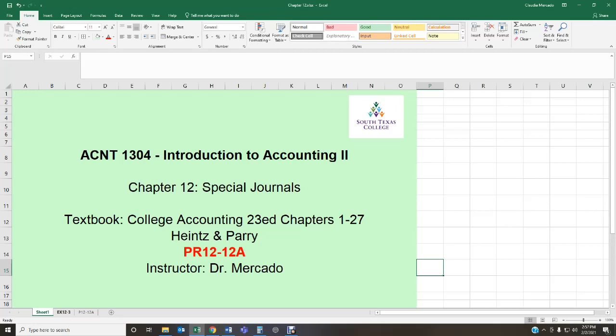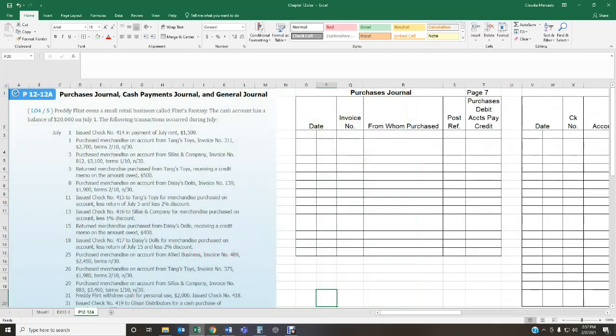So the problem is 12-12A. Let me jump over to the problem. And as you can see, it's very lengthy, okay? This problem covers purchases journal, cash payments journal, and the general journal. And then we have to post to the general ledgers, and we're going to post also to the accounts payable ledgers. So it's going to be a lot of transferring of information and posting information to the different journals. Okay, so students can get overwhelmed.